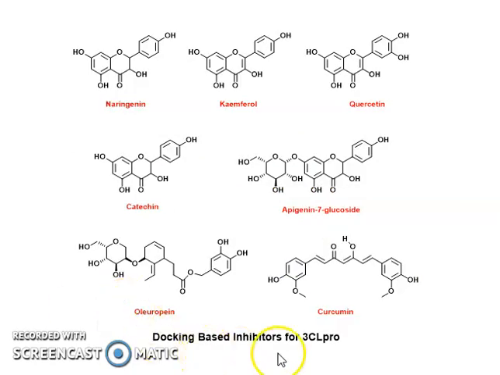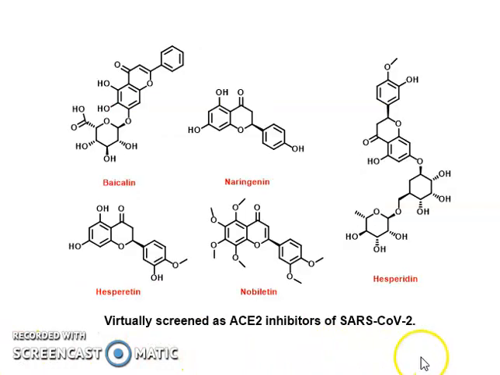And these are the 3CL Pro inhibitors, and this is for inhibiting the ACE2 proteins that are present on our cells. Now come to the vaccine.